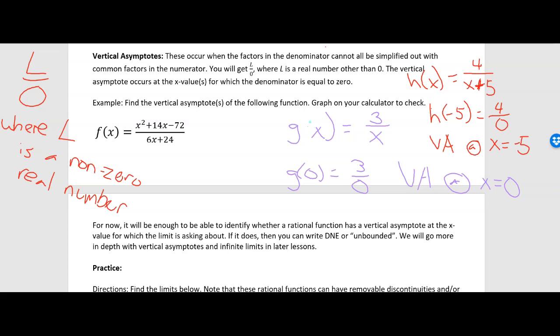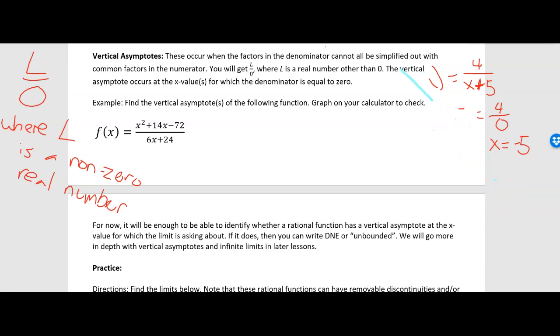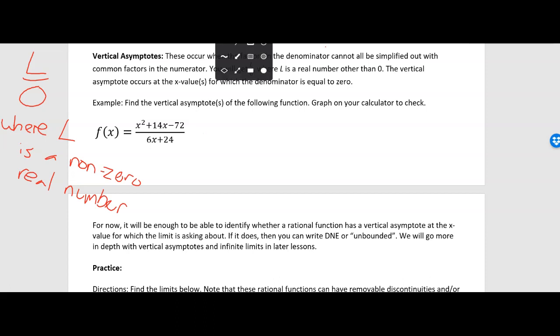So let me erase this and we'll get started on something not too much harder. It still is within the Algebra 2 realm. So if I have a function right here and I'm just being asked to find the vertical asymptotes, I need to see where the function's denominator is equal to 0, but the numerator also can't be equal to 0. So the easiest way to do that is just to factor. It's going to be easy to factor this denominator, so that's what I'm going to do first.